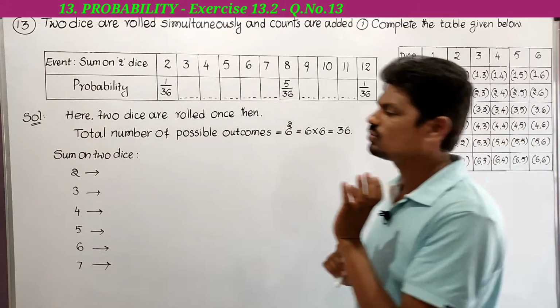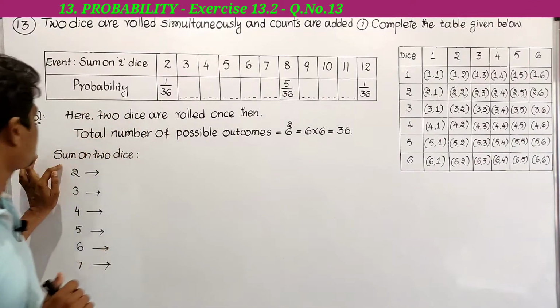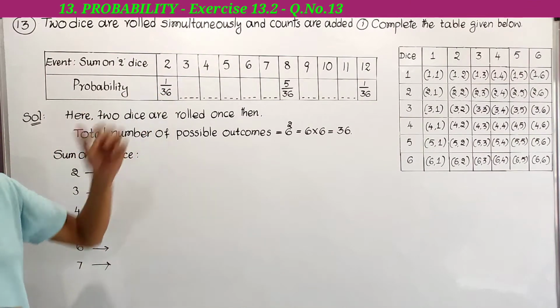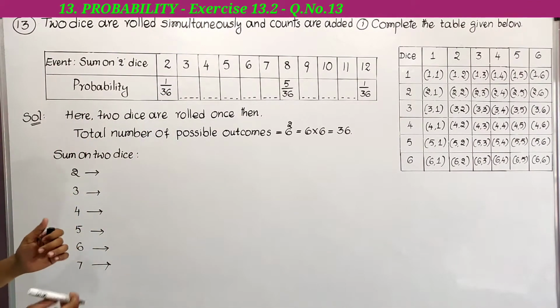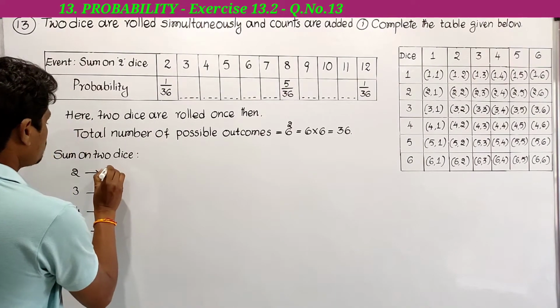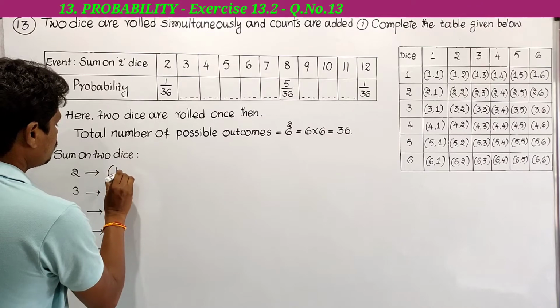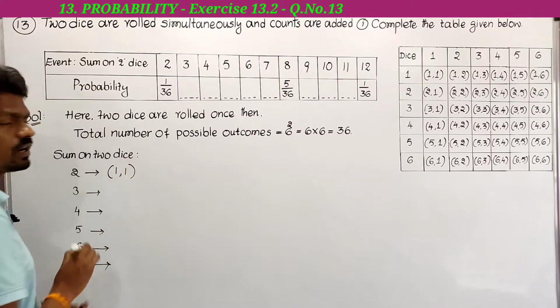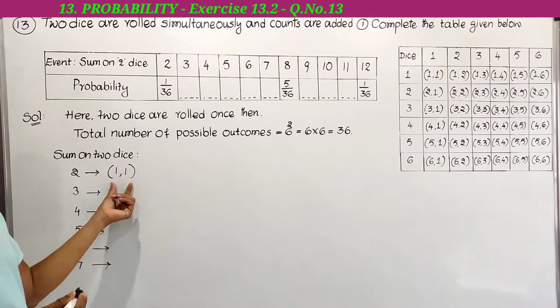So he is asking to find the probability that the sum on two dice is 2. He has given it is 1 by 36. So see here, how can we get 1 by 36? Here the possible outcome for sum on two dice is 1,1. Only in this case the sum is 2.